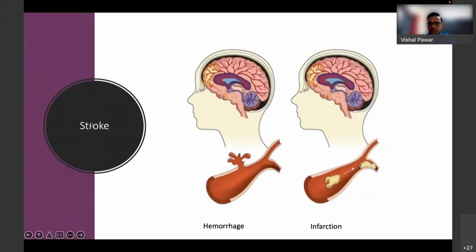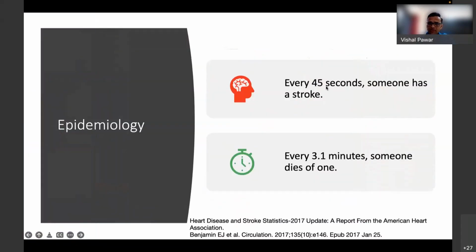So coming to hemorrhage, what happens? There is a rupture of a blood vessel. In infarction, there is a formation of clots which block the artery and it leads to the infarction of the area which it supplies. Every 45 seconds, someone has a stroke, and every 3.1 minutes, someone dies of stroke.